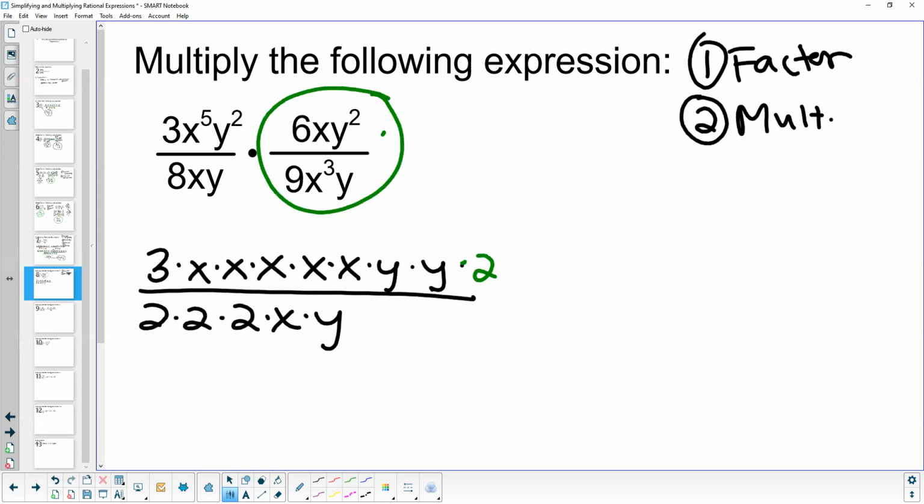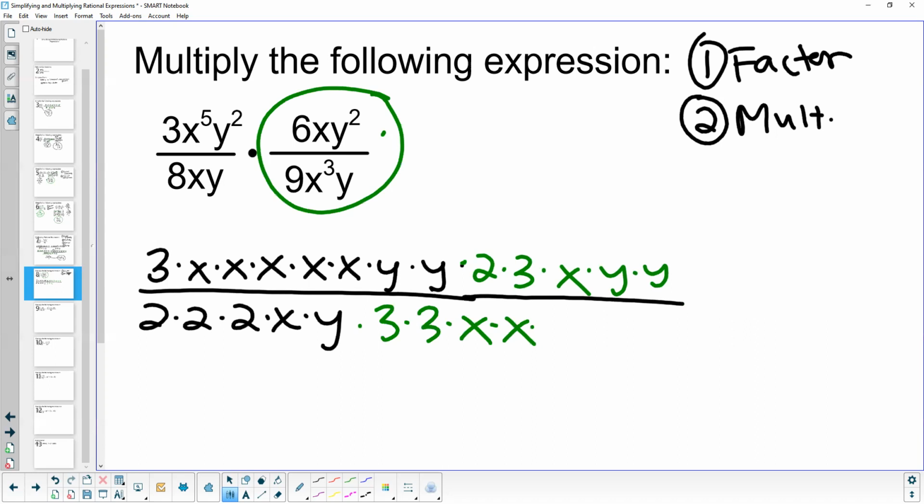So now we're multiplying by 2 times 3 times x times y times y. And that's all going to be over 9 is 3 and 3, and then we have 3 x's on the bottom and 1 y. Now in blue is when I'm going to do that third step, which is where we cancel things out. And so in blue here, we're going to cancel.